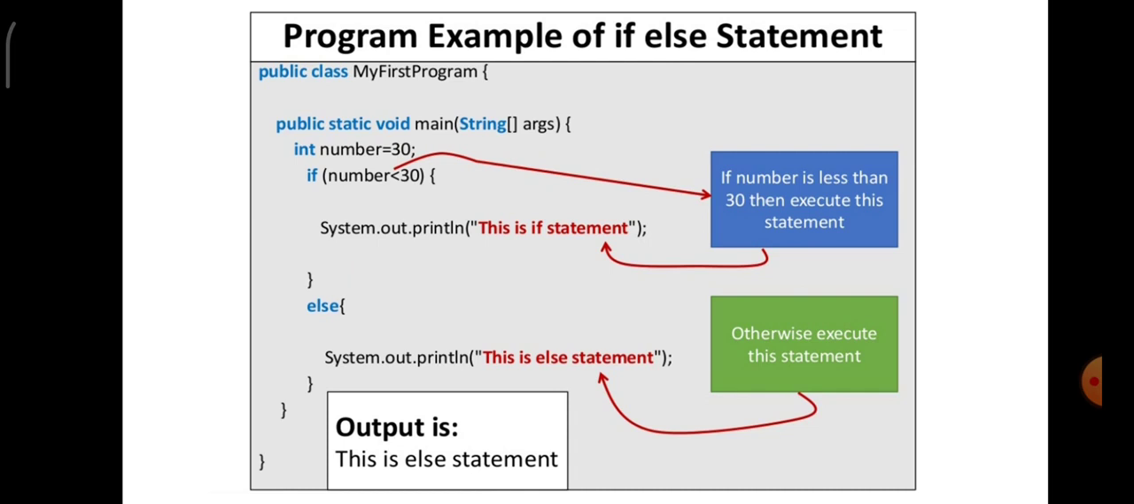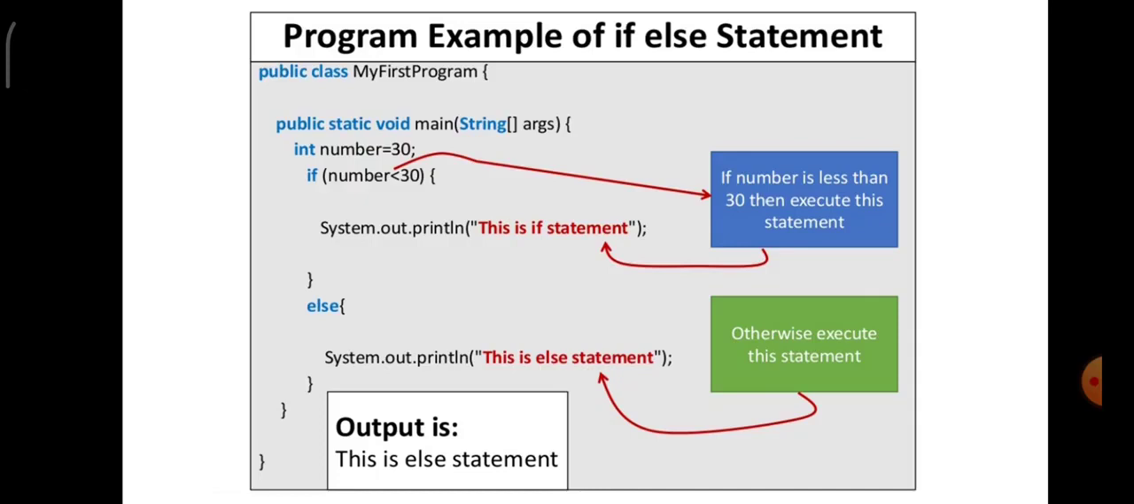Now a program example of the if else statement. On the right hand side, look at the blue color box. If number is less than 30, then execute this statement. Otherwise, execute this statement if the condition fails. For example, here number is equal to 30. It looks out for the condition number less than 30. That means 30 is not less than 30. The condition fails. When the condition fails, it skips the if statement and reads the else statement.